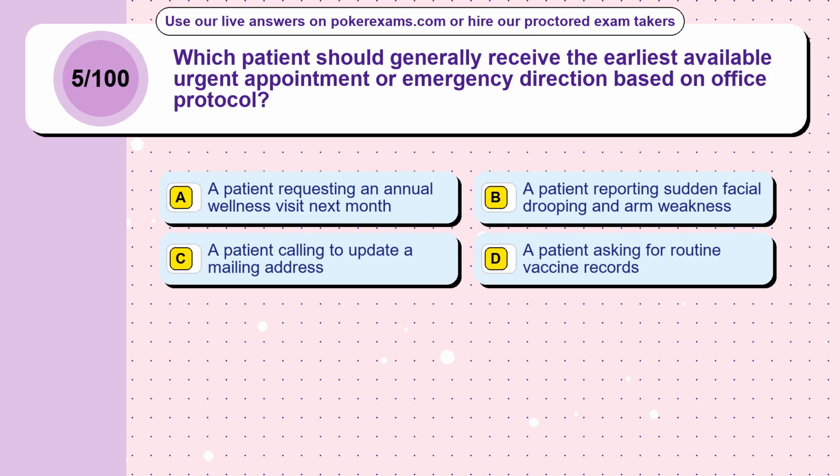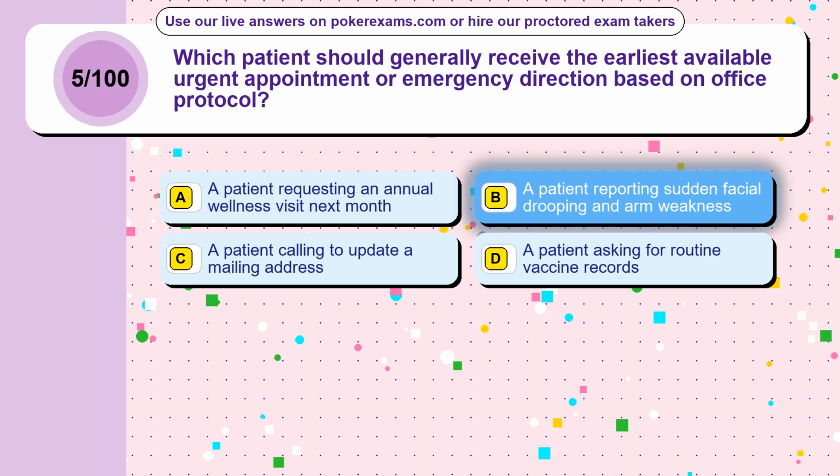Question 5. Which patient should generally receive the earliest available urgent appointment or emergency direction based on office protocol? Option A. A patient requesting an annual wellness visit next month. Option B. A patient reporting sudden facial drooping and arm weakness. Option C. A patient calling to update a mailing address. Option D. A patient asking for routine vaccine records. The correct answer is option B.